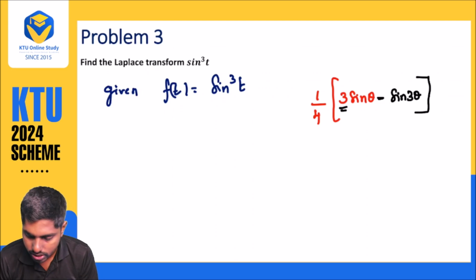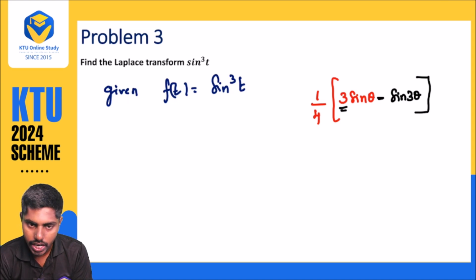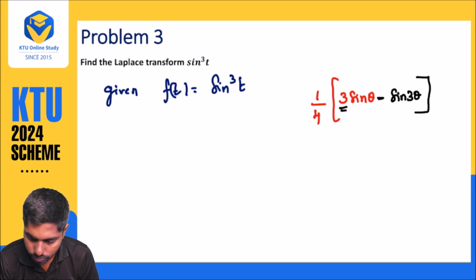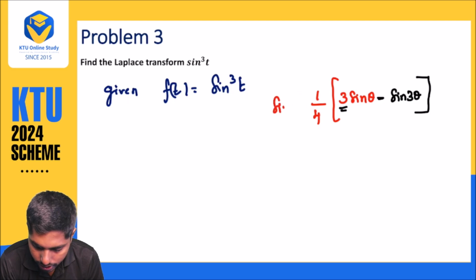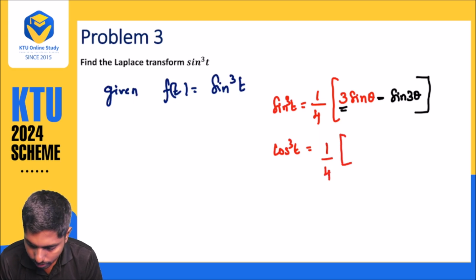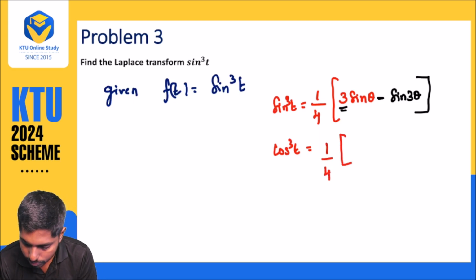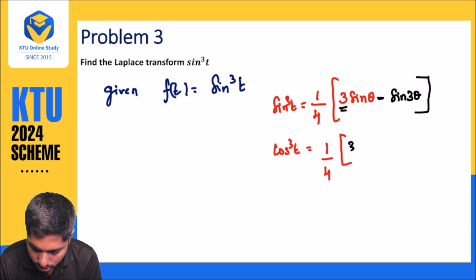Sine 3 theta, this is the formula of sine cube theta. Similarly, there is a formula for cos cube theta. It is the same thing only: 1 by 4, and in the same way, 3 cos theta plus cos 3 theta.